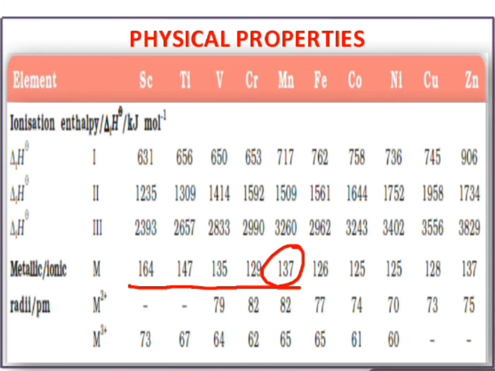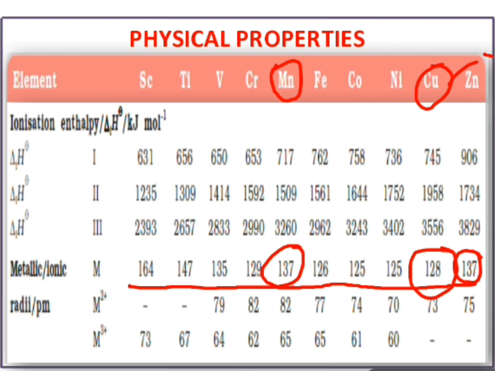Why? Because manganese is stable. After that again decreasing, again this one is increased because of the stability. Zinc is maximum, because zinc is maximum stable. So here we can conclude that with the increase in stability, atomic radii increases.